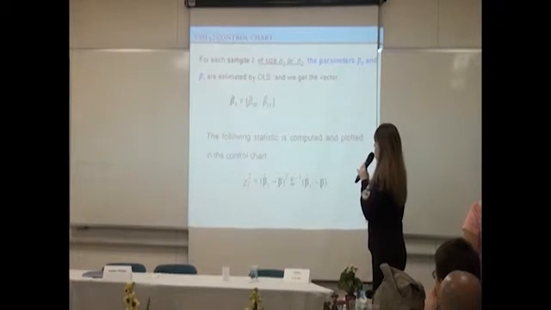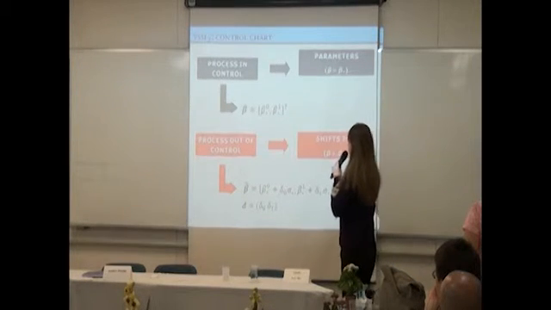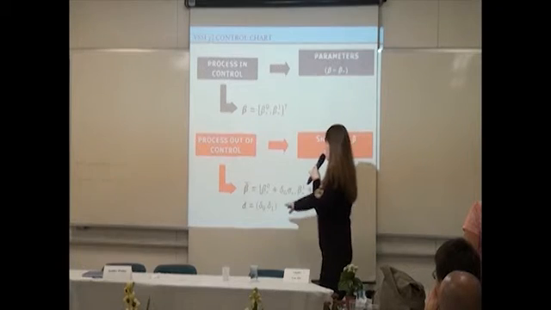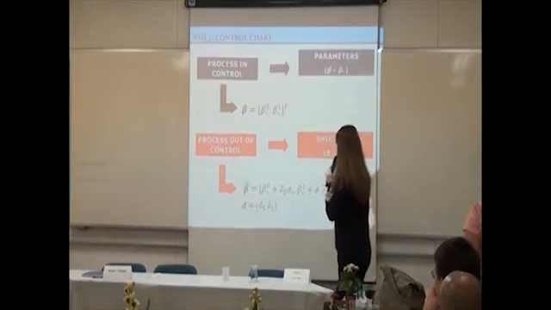In process control, you have these parameters. When the process is out of control, there is going to be a shift in the coefficient parameters.